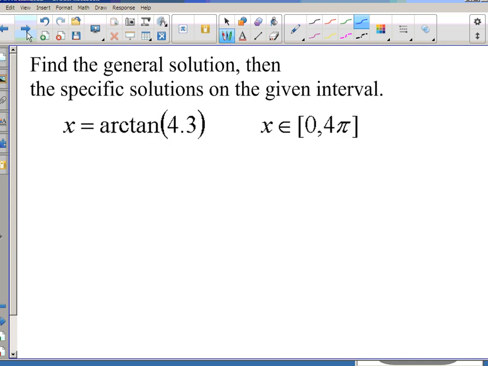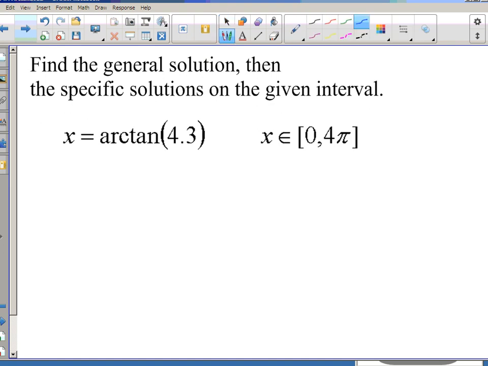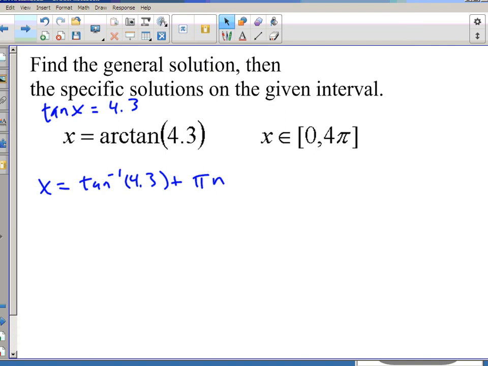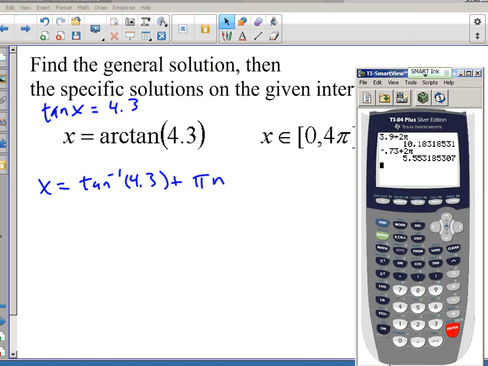This will be a calculator problem. We're going to undo, actually we don't have to undo, the first step's been taken. You can think of this problem as having started here, and we undid tangent with arctangent. So using our formula, we'll take x equals the inverse tan of 4.3 plus 180. Whoops, not plus 180, plus pi, since we have radians here. So I go to my calculator, go to radian mode, and take second tan of 4.3.